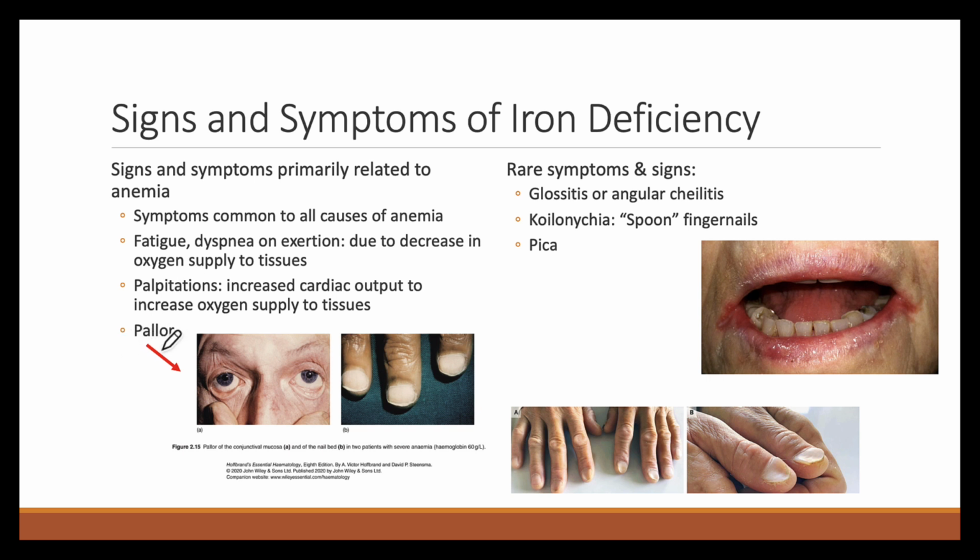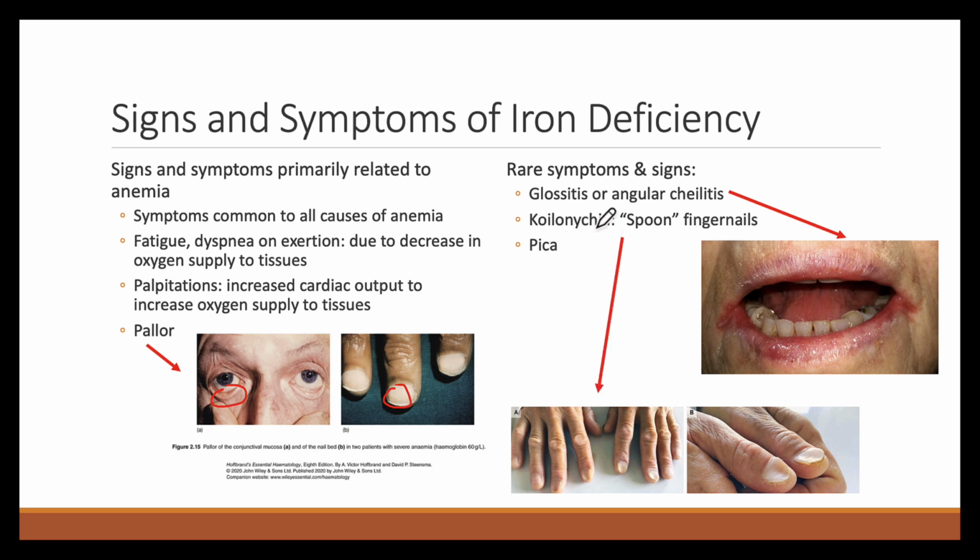Also, patients can present with pallor, so not having that hemoglobin to impart the red color makes us pale. And there are certain areas where it's best assessed, like the conjunctiva or the nail beds shown here. Some rare symptoms and signs that can be more specific to iron deficiency include glossitis, or soreness of the mouth and tongue, or angular cheilitis. You can see these sores and cracks in the side of the mouth. That can also be seen with megaloblastic anemia, so it is not 100% specific.